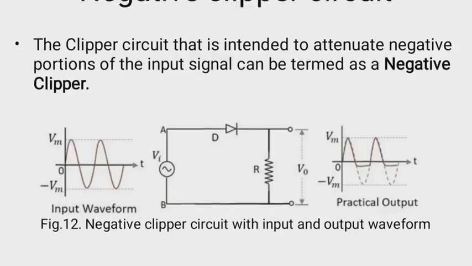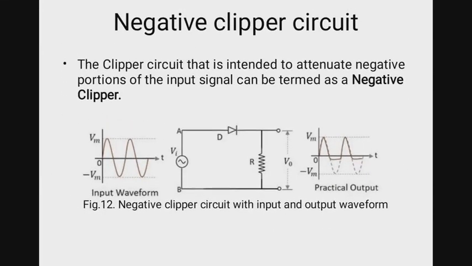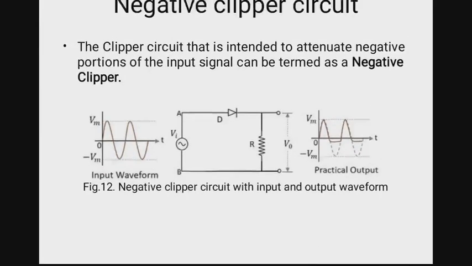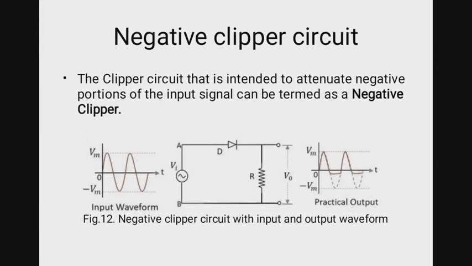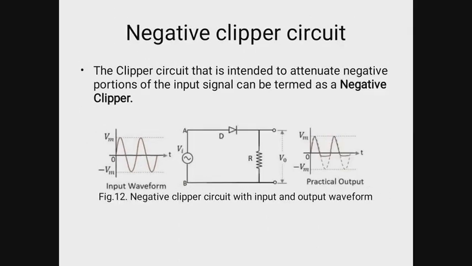In the case of the negative clipper, we clip off the negative peak, which is shown in this diagram. How does it happen? The direction of the diode has been changed as compared to the positive clipper circuit, nothing else. When the positive half cycle passes, the diode is in on state, a short circuit condition. The output voltage copies the input voltage, so we get some output above the zero level, that is, during the positive half cycle.